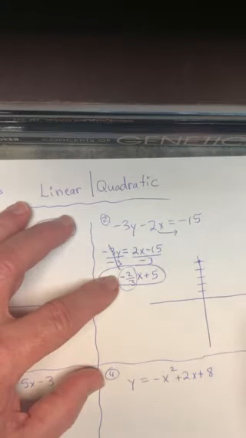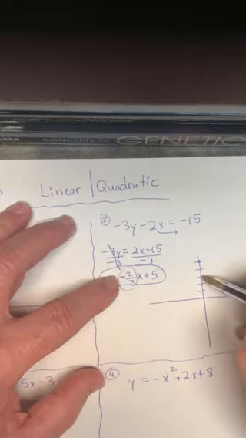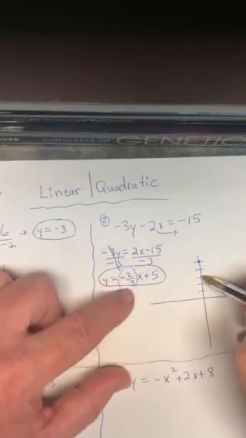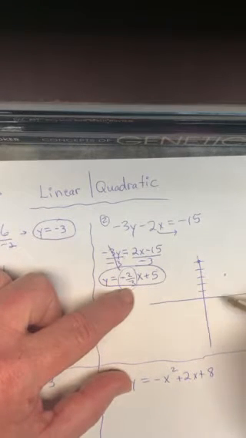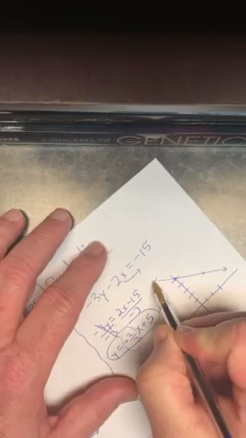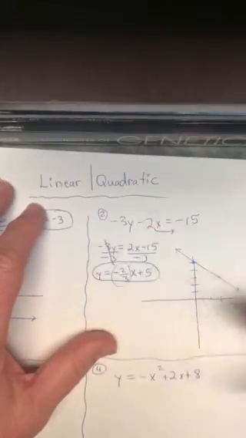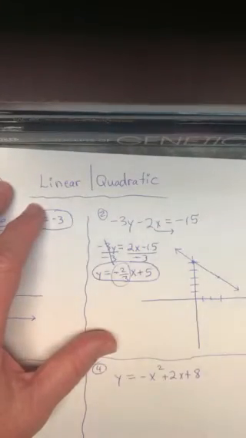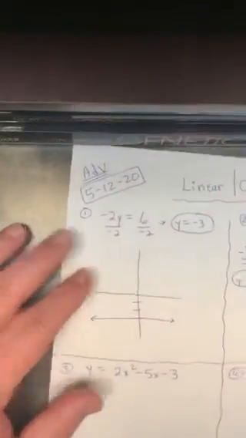So my rise is -2, down 2, and I'm going to run 3. 1, 2, 3. Did it. Got my picture. Connect them up. I knew it was going downhill because I had a negative slope. Okay, and we're done. Let's go to number 3.